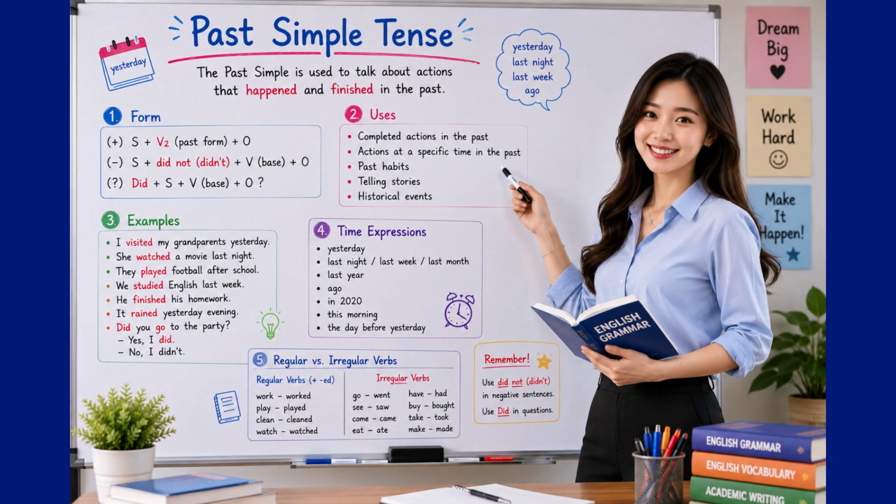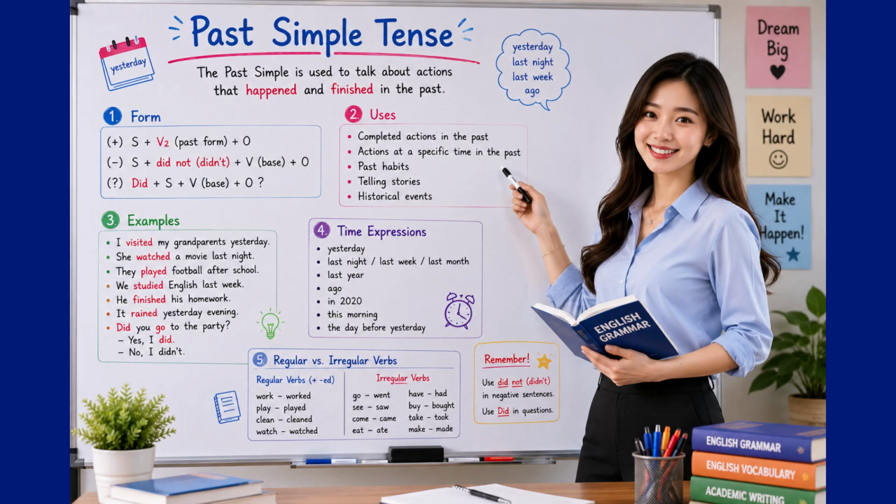The past simple tense is one of the most useful and commonly used tenses in English. We use the past simple to talk about actions, events, situations, or experiences that happened in the past and are completely finished now. If something started in the past and ended in the past, we usually use the past simple tense. This tense helps us tell stories, describe our experiences, explain what happened yesterday, talk about our childhood, discuss historical events, and share memories with others.